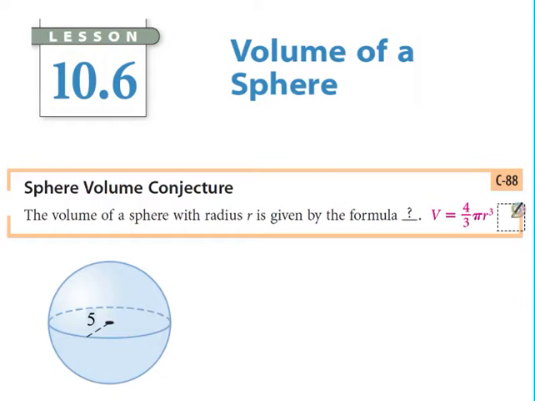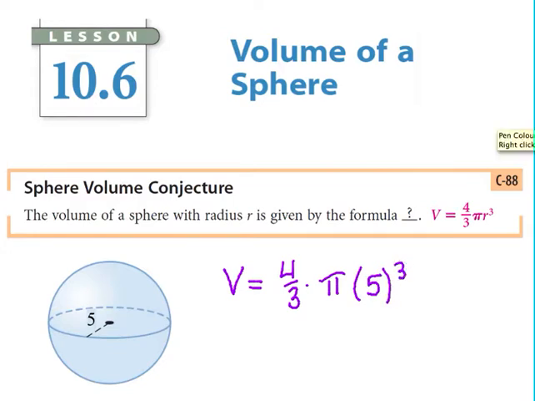If I look at this problem here, how would I find the volume of it? Take 5 cubed, so I'm going to take 4/3 times pi times, I think it's 125. If I was going to answer this in terms of pi, you would combine these two terms.